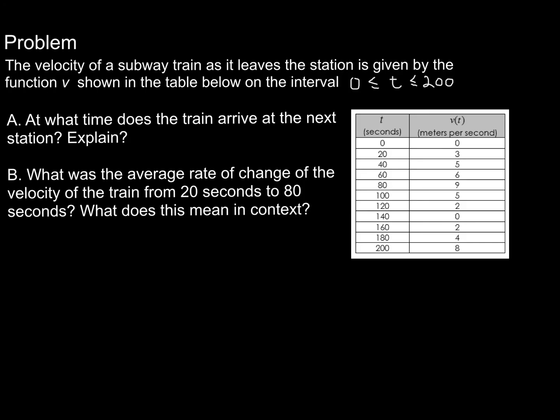Well, what you want to think about here is, on average, how much was the velocity changing between 20 seconds and 80 seconds? I'll leave it at that, and I want you to experiment with it a little bit and have an answer for B that makes the most sense to you. Maybe it won't be right, but as long as it makes sense to you, you will eventually be able to get to the correct answer.